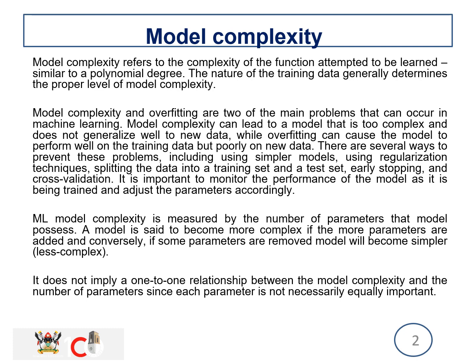Looking at model complexity, we say this refers to the complexity of the function attempted to be learned, similar to a polynomial degree. The nature of the training data generally determines the proper level of model complexity. Model complexity and overfitting are two of the main problems that can occur in machine learning. Model complexity can lead to a model that is too complex and does not generalize well to new data, while overfitting can cause the model to perform well on the training data but poorly on new data.